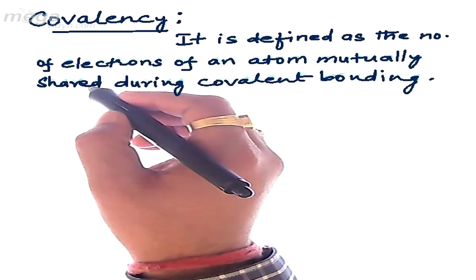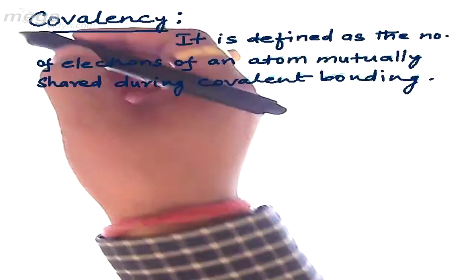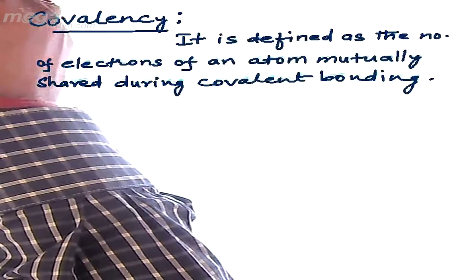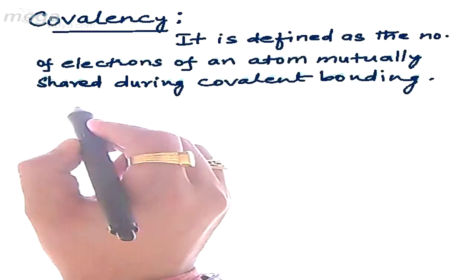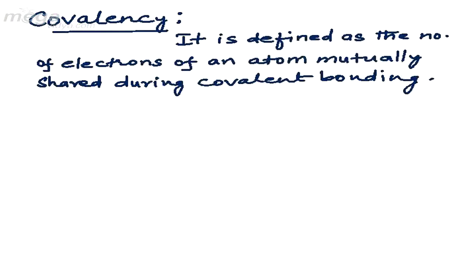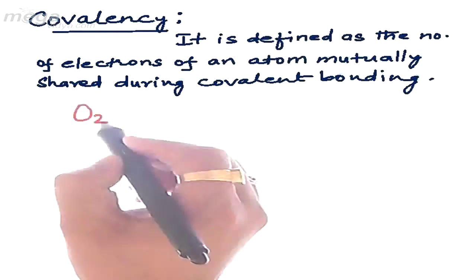Now we have to discuss covalency. Covalency is defined as the number of electrons of an atom mutually shared during covalent bonding. So let's see how we can determine the covalency during covalent bonding between two atoms. Let us consider an example of bonding between two oxygen atoms in the O2 molecule.